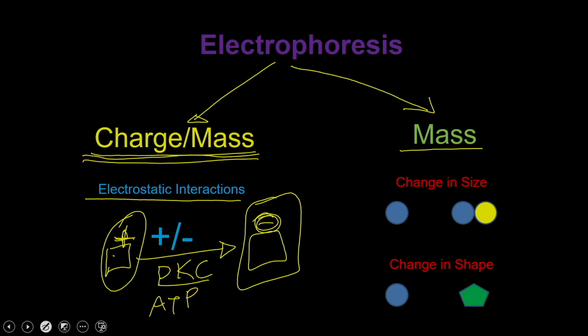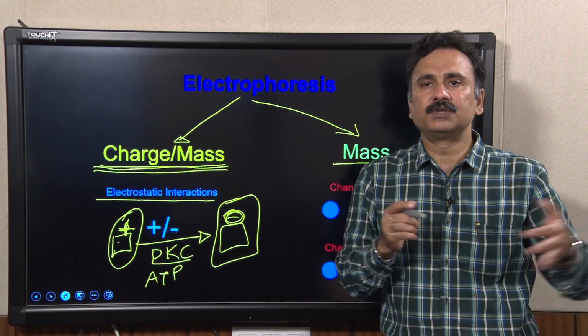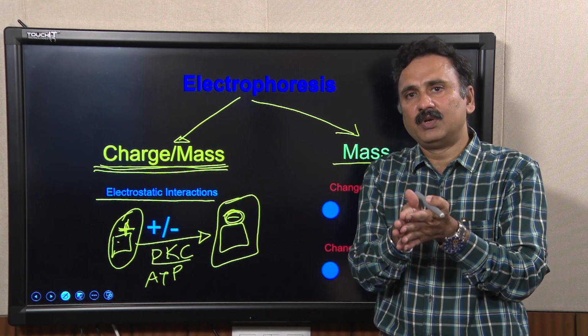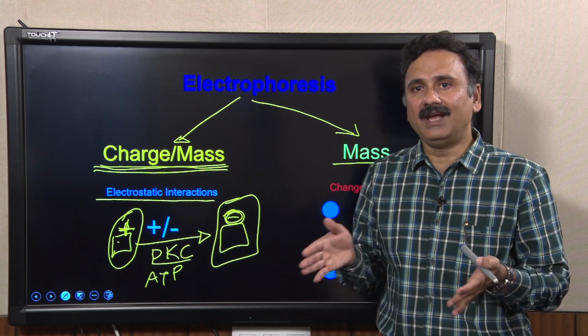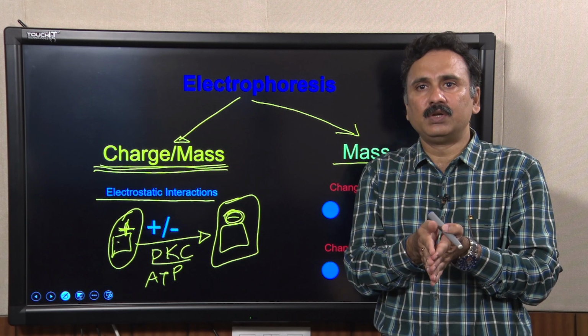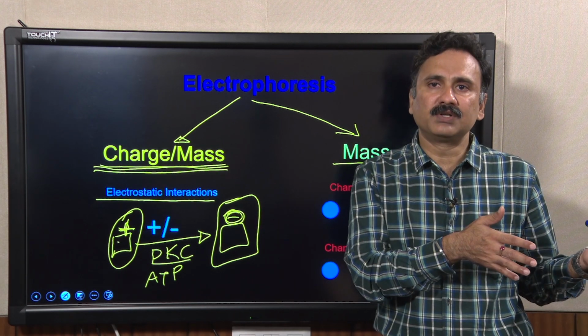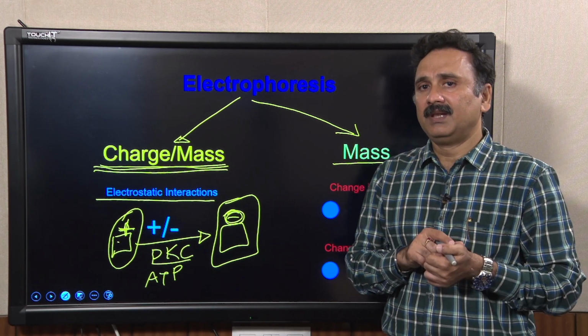So, if you take this whole mixture and load it into a horizontal PAGE or a horizontal agarose gel, the positive will go towards the negative electrode and the negative will go towards the positive electrode. That is how you can quantitatively say that out of 100 molecules, how many are negatively charged and how many are positively charged.